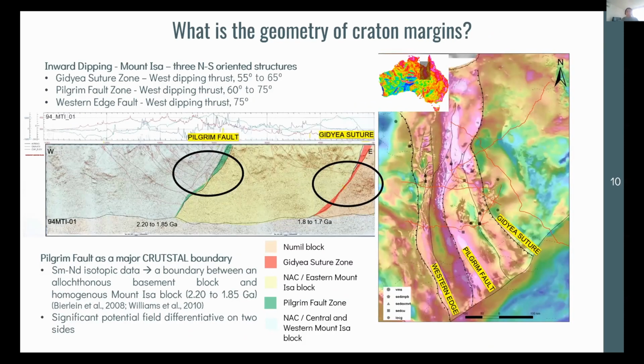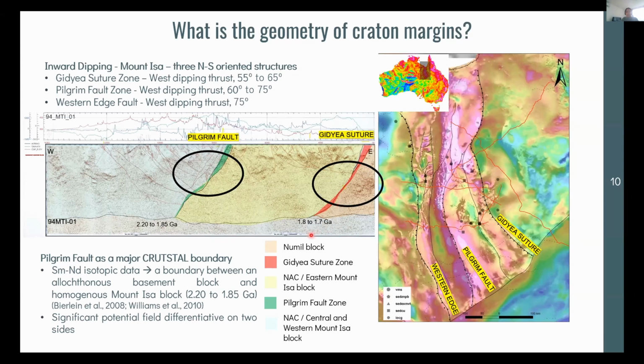So as I said, the Gidya suture zone is where we have the Numil block collided by Mount Isa, and it shows a significant signature of sutures in different geophysical data. In seismic reflection, one of the major signatures is that on the Numil side we have this distinctive seismic reflection pattern, while on the Mount Isa side it is more like a faded pattern. And this indicates the collision between Numil and Mount Isa around 1.8 billion years.